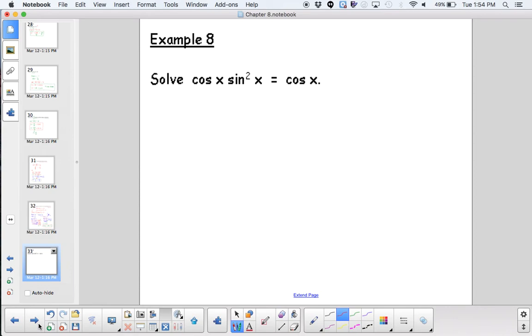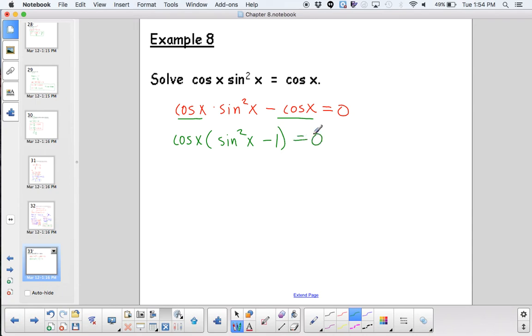All right, and this is our last example. In this example, we're also going to factor. First of all, I'm going to rewrite this equation as cosine x times sine squared x minus cosine x is equal to 0. At that point, I realized that I can factor out a cosine x. And I end up with this. And again, I need to use the zero product property. Cosine x is equal to 0, or sine squared x minus 1 is equal to 0. Okay? So two equations I'm dealing with now.